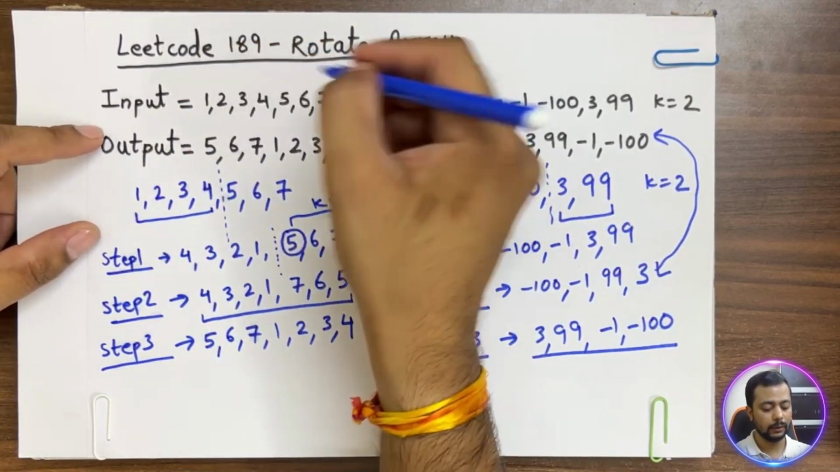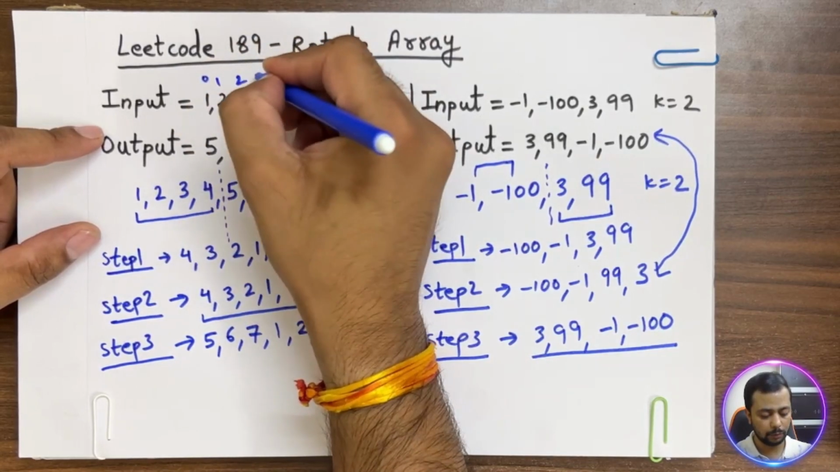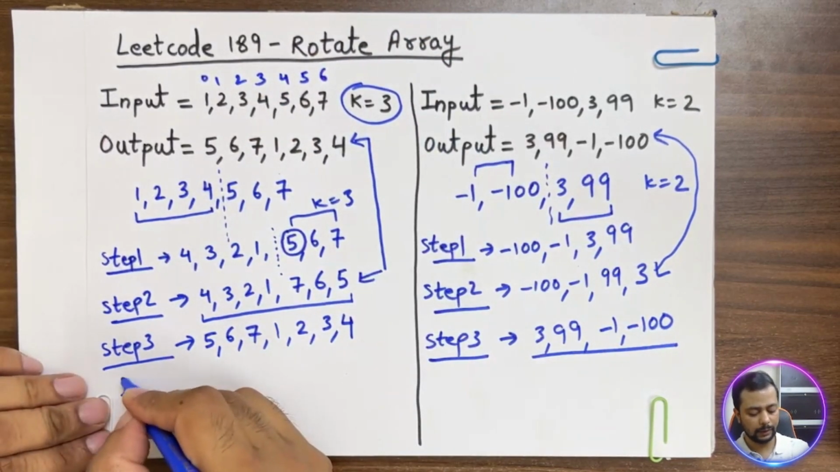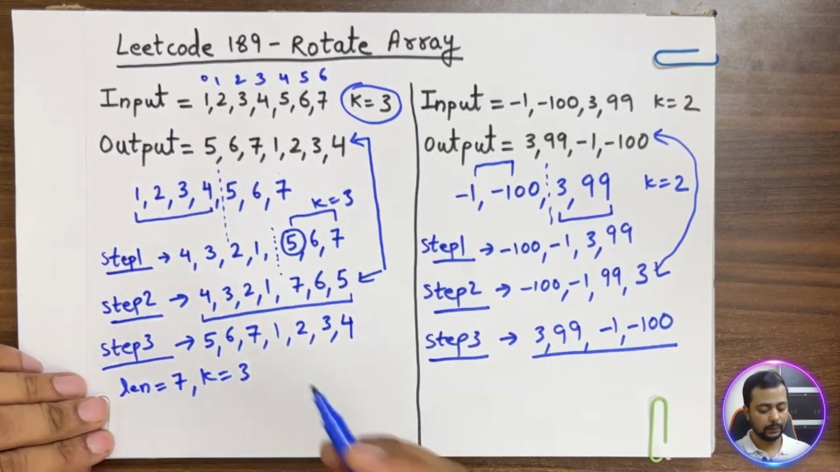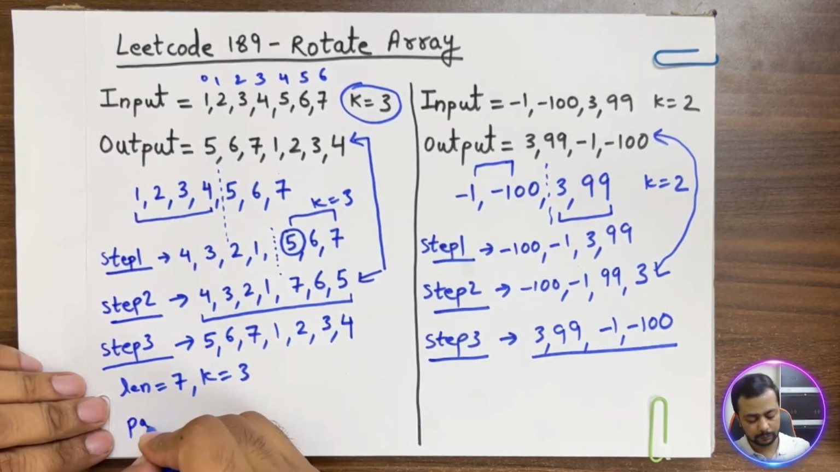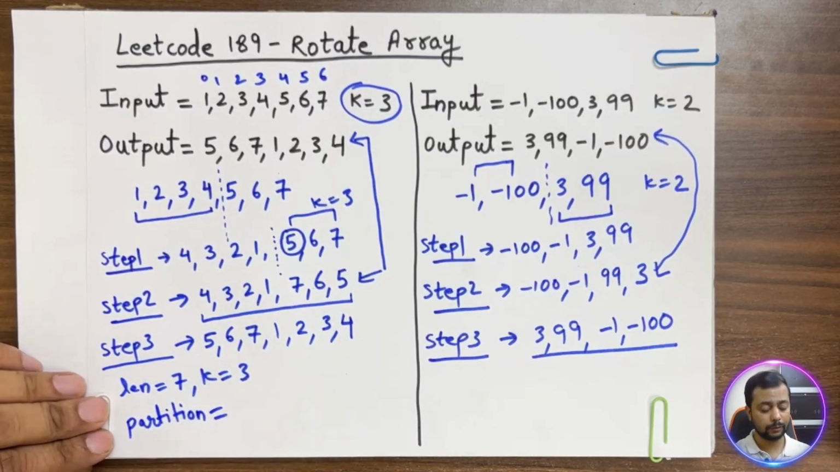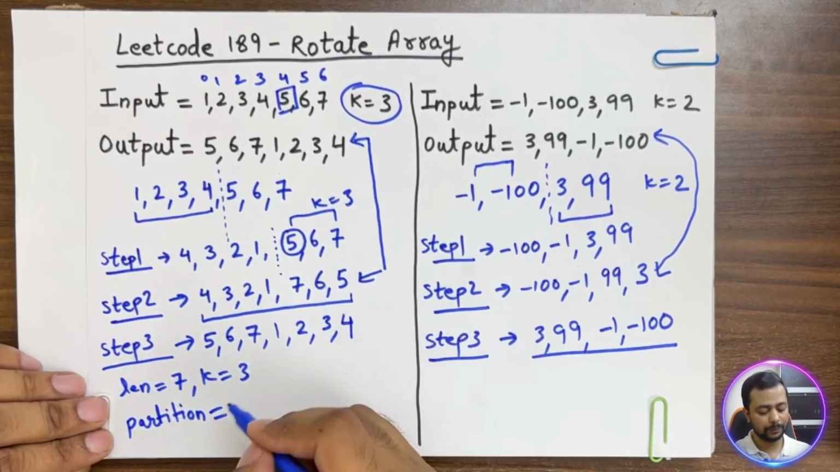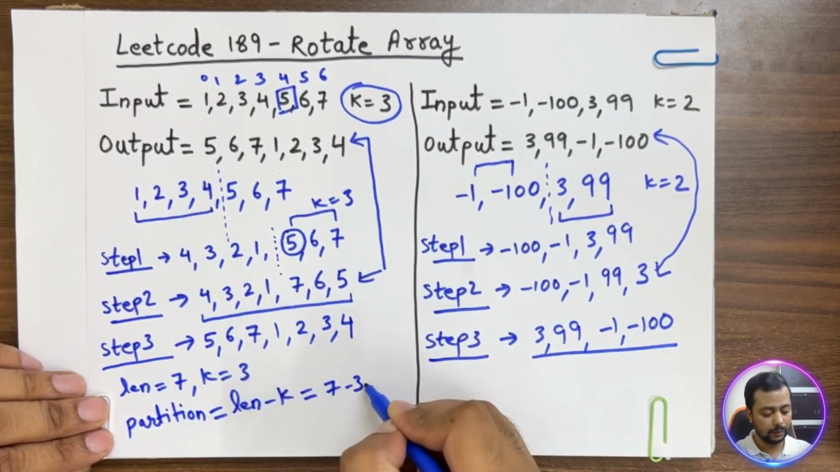So in the input, let's just say I'm adding the index values also: 0, 1, 2, 3, 4, 5 and 6. So here the length of the array is 7, k is 3, and let's say I introduce a variable and I call it partition. So partition will be the index value of this element, okay, and that will simply be length of the array minus k, which is 7 minus 3, 4.